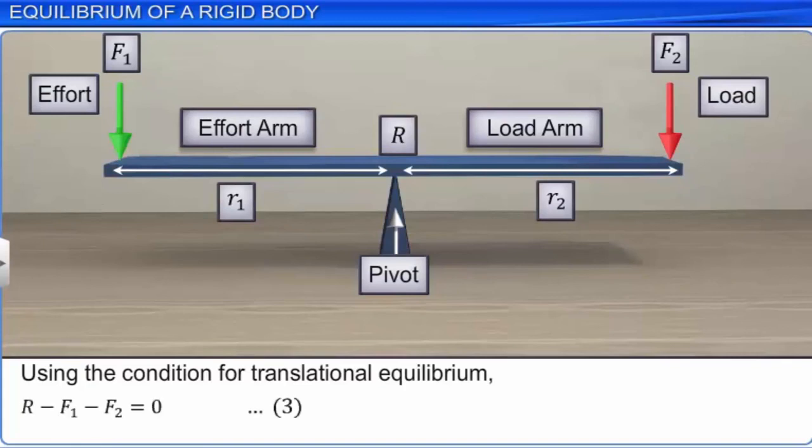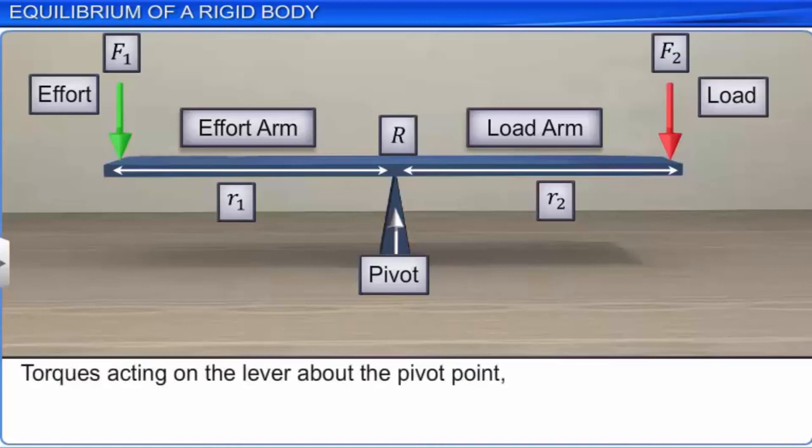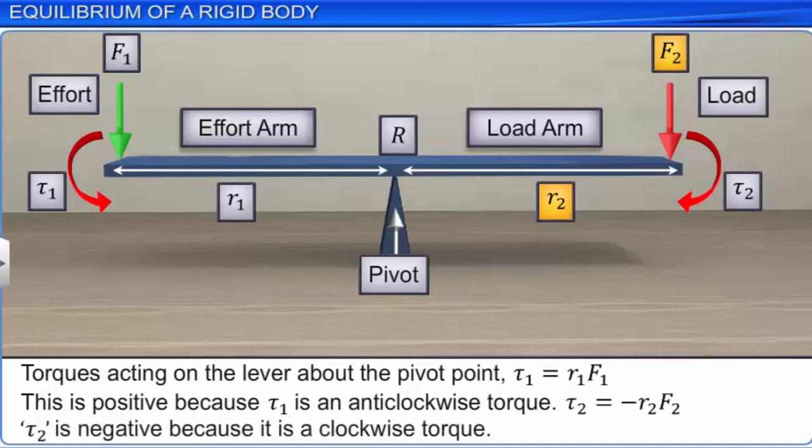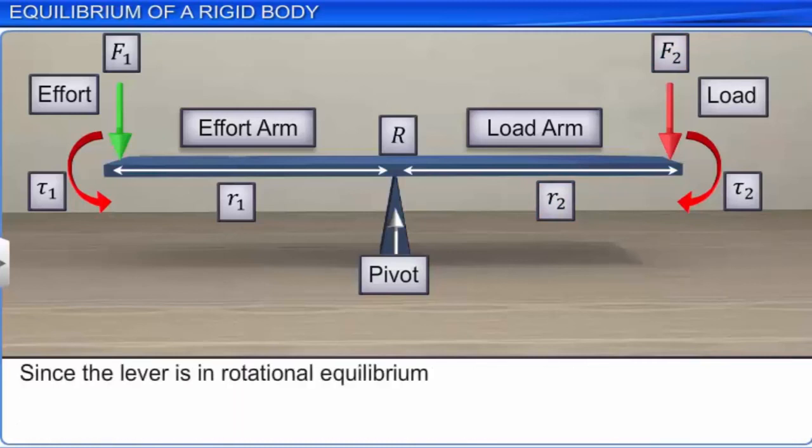Equation 3. If we calculate the torques acting on the lever about the pivot point, we have tau 1 is equal to R1 F1. This is positive because tau 1 is an anti-clockwise torque. tau 2 is equal to minus R2 F2. And tau 2 is negative because it is a clockwise torque. Since the lever is in rotational equilibrium, tau 1 plus tau 2 is equal to 0. R1 F1 is equal to R2 F2.